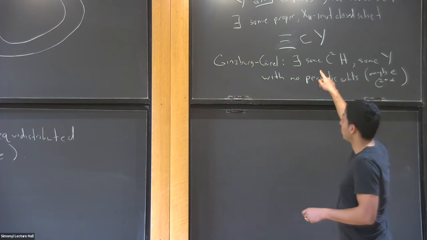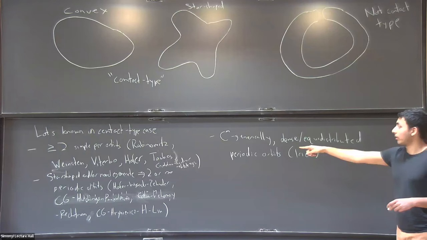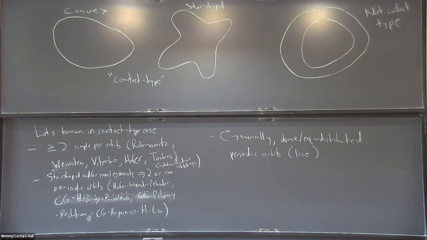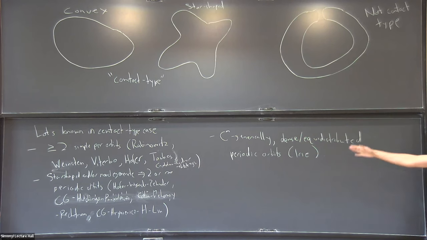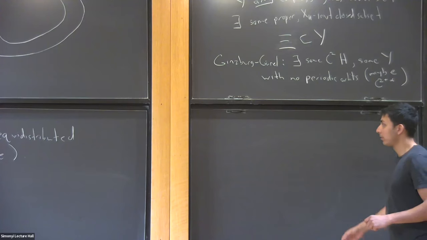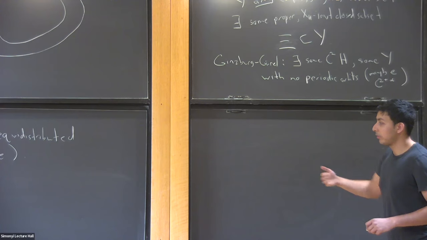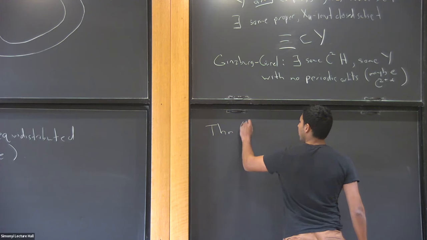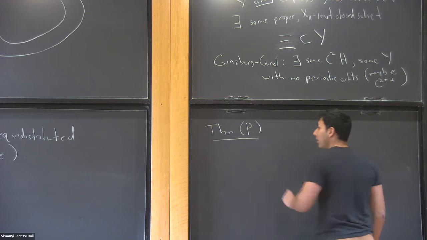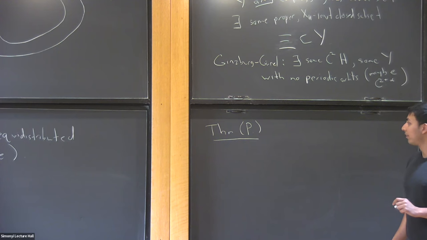Maybe, similarly to how Cristofaro-Gardiner and Hutchings improved the Weinstein conjecture, we could find two of them, two proper invariant sets. Maybe we could find infinitely many. Maybe we could find dense invariant sets. So the main theorem that I want to talk about is that you can basically do all of the above. But is it smooth? Is there a gap between two and infinity? Like, once you find the second, there is no third one?